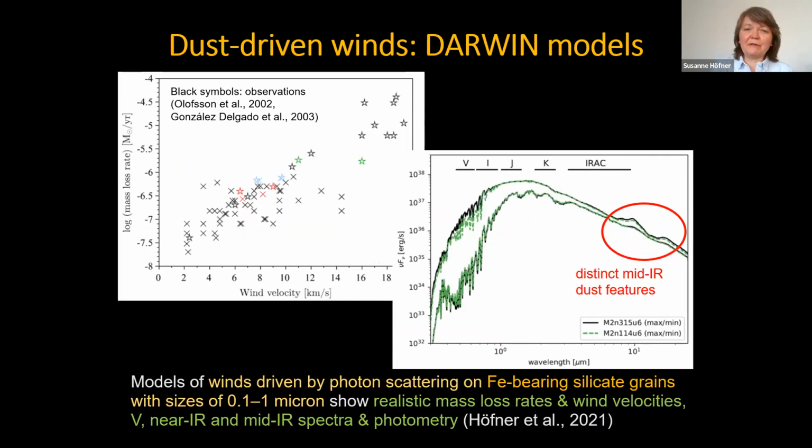Okay, we can get back to that later. Nevertheless, you get distinct mid-infrared dust features here. And this is something you don't get if you do not include the iron enrichment, because then the grains are too cool and they will not produce this characteristic emission here in the mid-infrared region. This is just to show that the combination of mass loss rates and wind velocities of the models here, the colorful stars, fit well with observations, which are the black dots here.